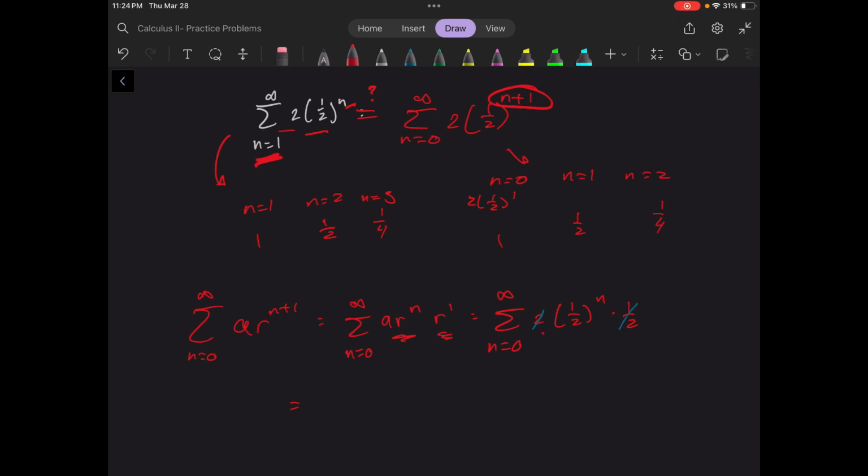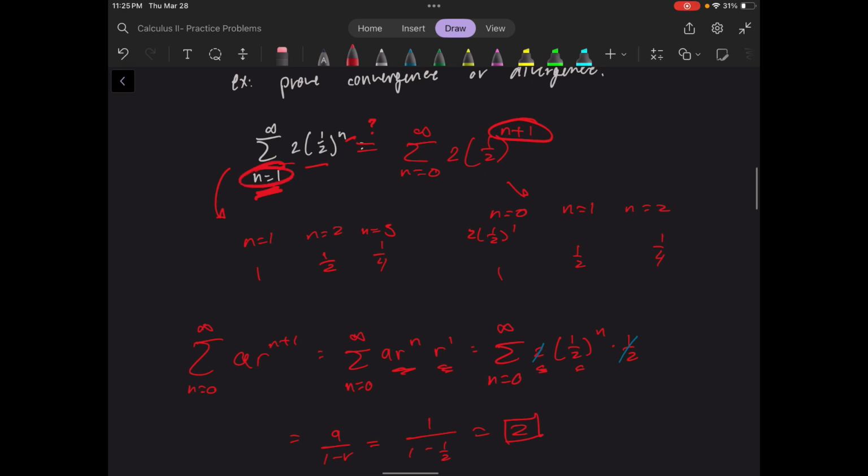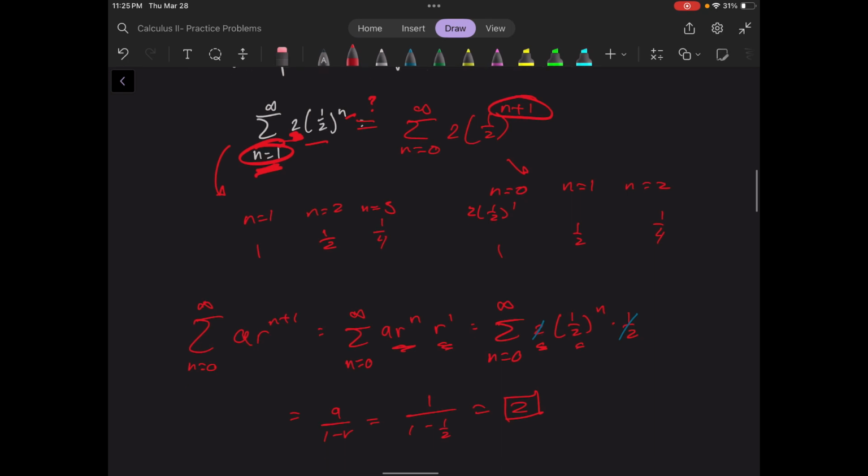And now we have the series a, which is now 1, r to the n. So this is going to turn into a over 1 minus r, or 1 over 1 minus 1/2, or 2, right? Just like the series that we looked at earlier. So if we had done this at first, starting at n equals 1, we would have an extra 2 in here, which would cause our answer to be 4. So we have to modify the series.